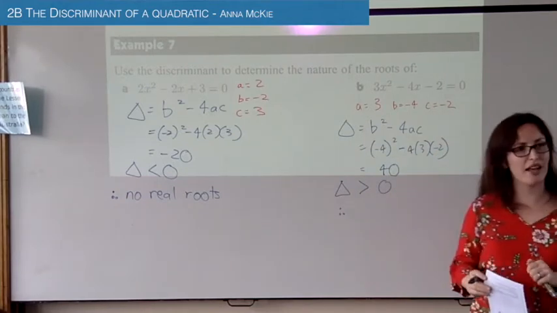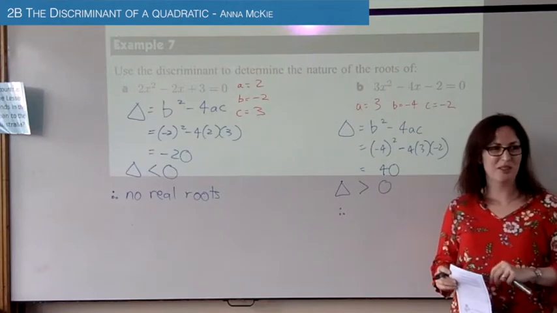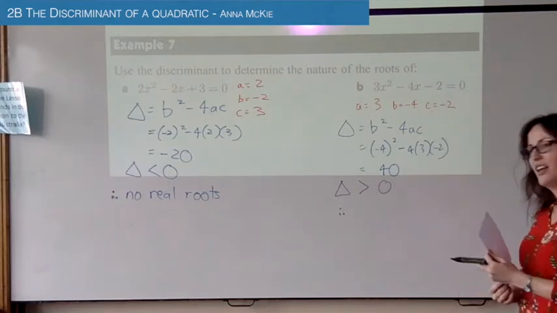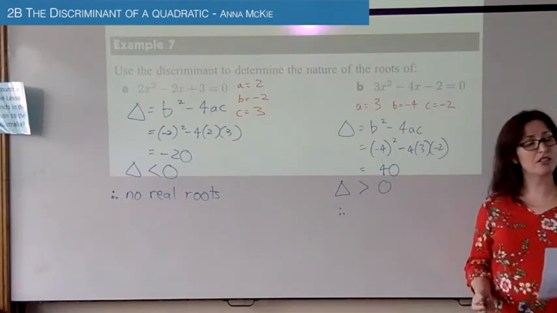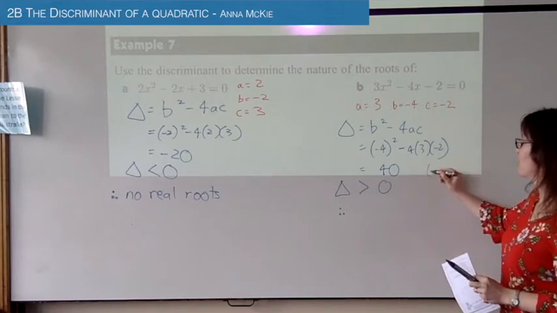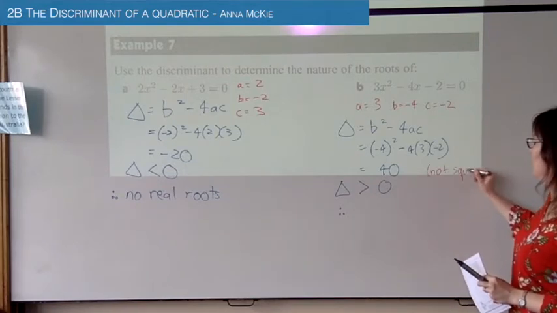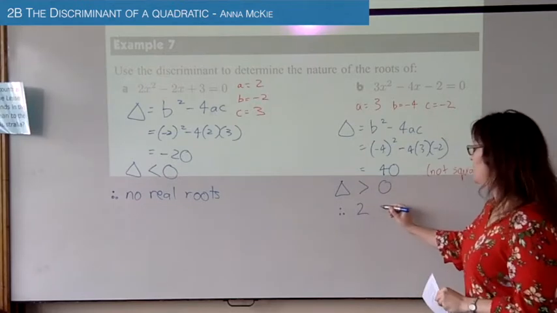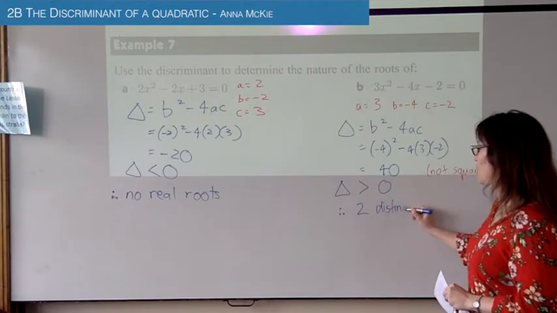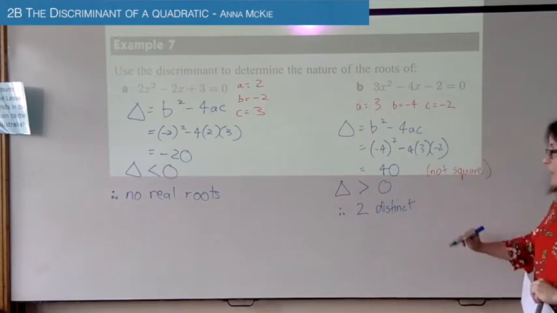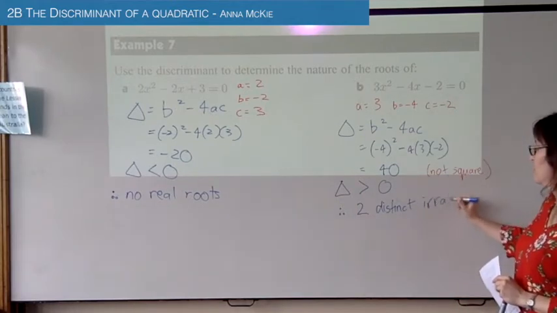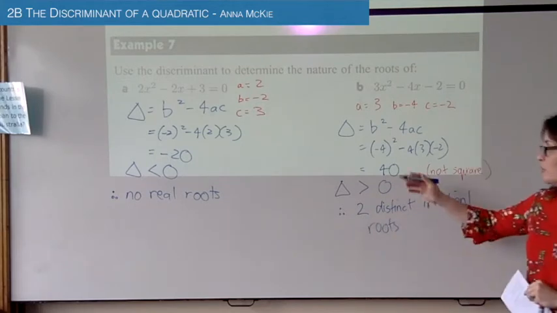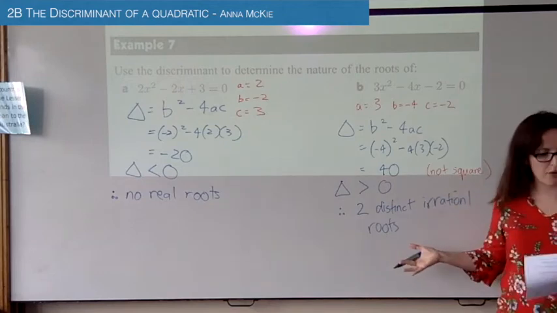Therefore, how many roots will it have? 2. It will have 2. And rational or irrational? You look at that 40 number. Is 40 square? No. So I might just put that off to the side, not square. So we can say 2 distinct or 2 real roots, but I'm also going to add in the word irrational. 2 distinct irrational roots. So that's how we answer that one.